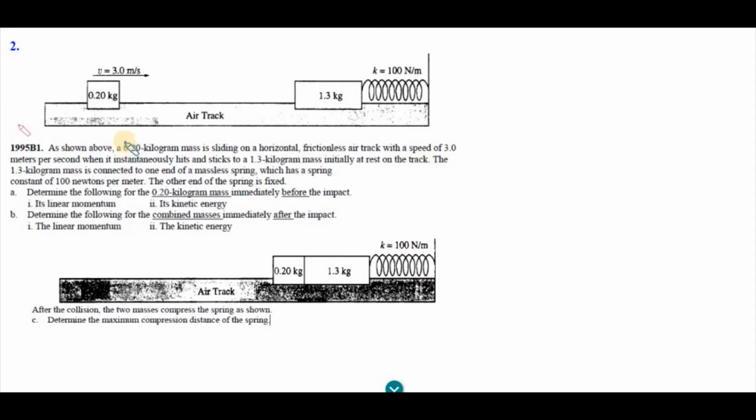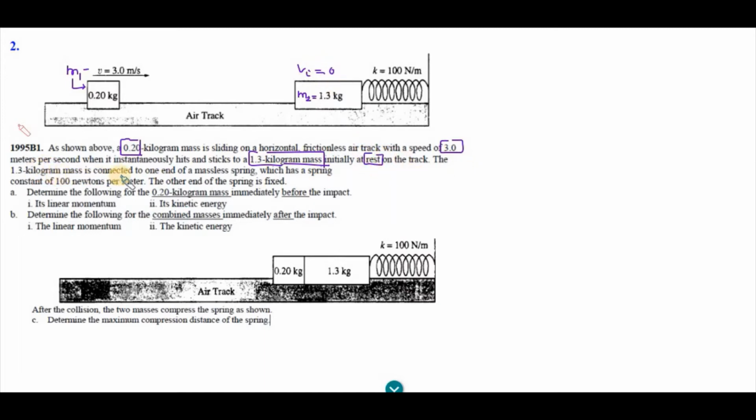So let's analyze what is given. First of all, a 0.2 kilogram mass. Let's consider this is m equal to 0.2 kg, and its velocity is given here, that is 3 meter per second, and it hits and sticks to a 1.3 kilogram mass initially at rest. Let's say this is m1 and the other mass is m2. This one is given as 1.3 kg and the initial velocity of this 1.3 kg block is 0. It is at rest.